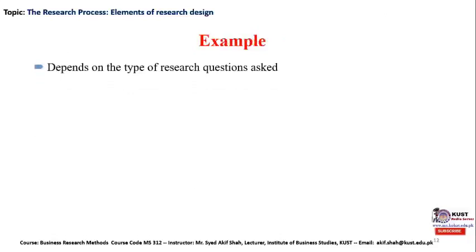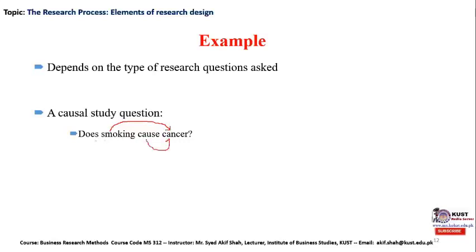Let's take another example. Depending on the different types of research questions asked, which are usually developed on the basis of the theoretical framework you have highlighted in the previous step, where you have also determined the research questions and objectives later on the basis of the model, we can take an example of a causal question like, does smoking cause cancer? Here we can clearly see the relationship of smoking with cancer. If somebody smokes, it will cause cancer or lung cancer in that individual.